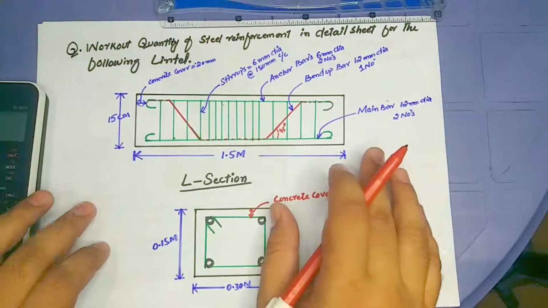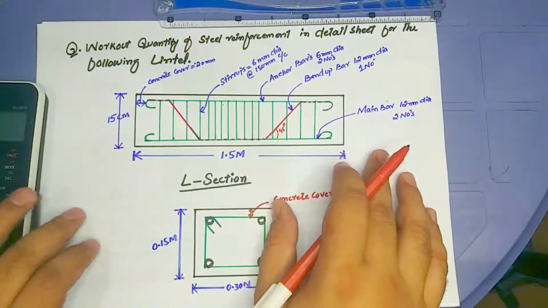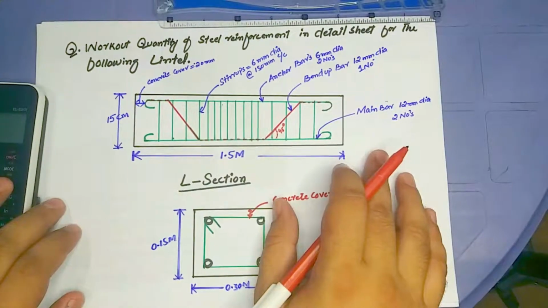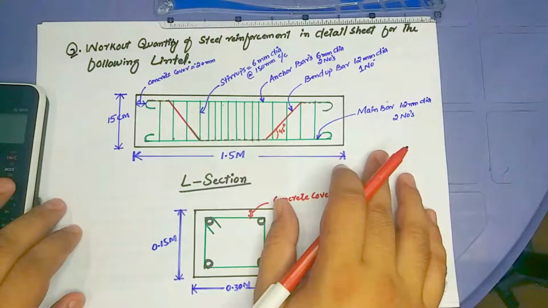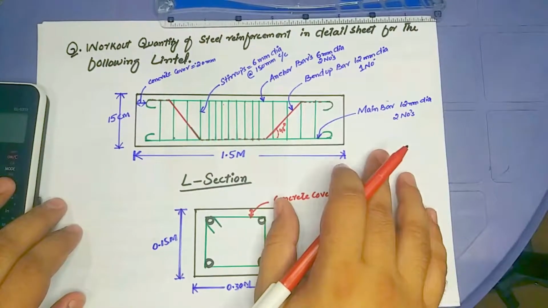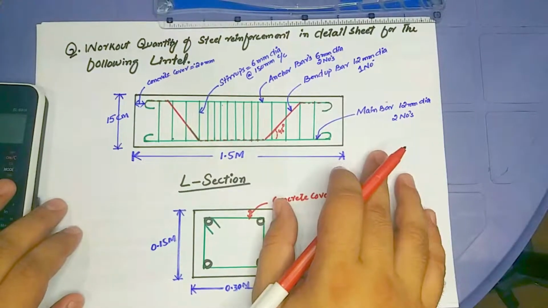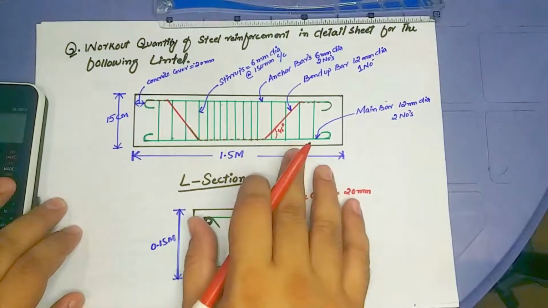Bar bending schedule reduces reinforcement wastage in cutting and helps in improving quality control at site, helps in stock management at site, and helps in auditing of reinforcement, and provides a check on theft. It helps in the fast preparation of bills of construction work, and also helps in the estimation of steel quantities. So here is a lintel.